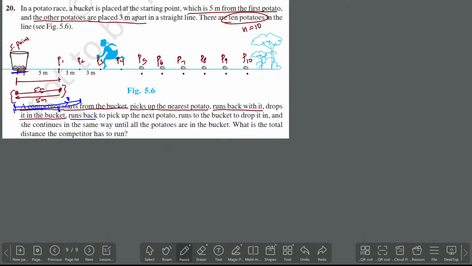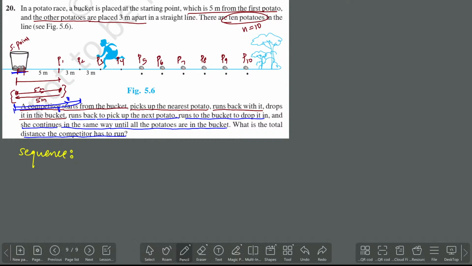Pick up the next potato and run back to the bucket. Drop it, and continue in the same way until all the potatoes are in the bucket. What is the total distance the competitor has to run? That's it. Listen. Now how are we going to make a sequence? Listen to the sequence. It's very important.